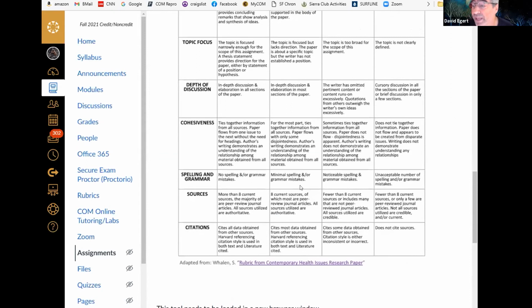Spelling and grammar, like I said, you are going to get dinged if your spelling and grammar is off, because the whole point here is to communicate. And also, sometimes I don't even know what you mean. It's hard for me to grade if I don't know what you're actually saying. Maybe they know what they're saying and they just don't know how to say it, or maybe they don't know what they're saying. I don't know.